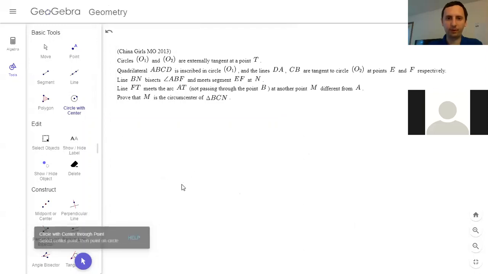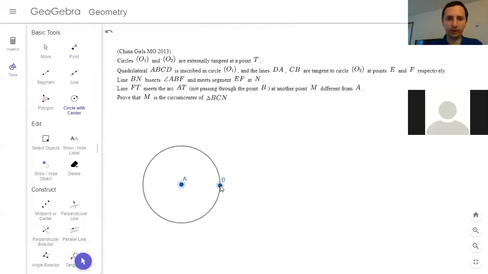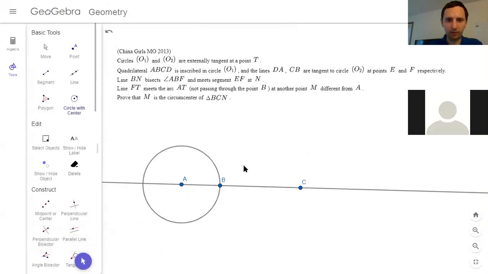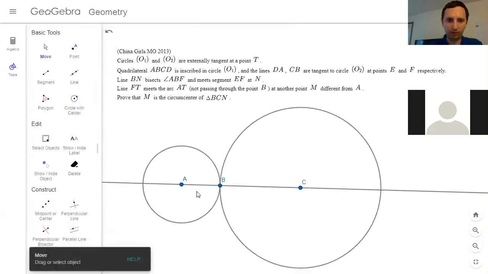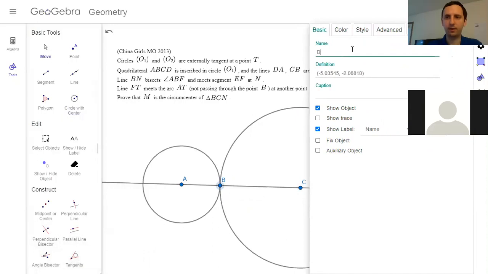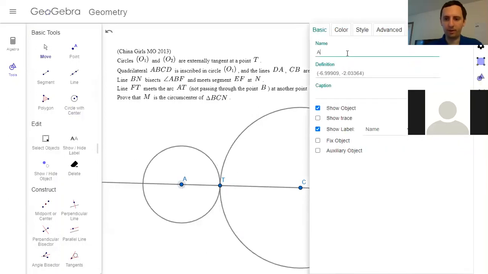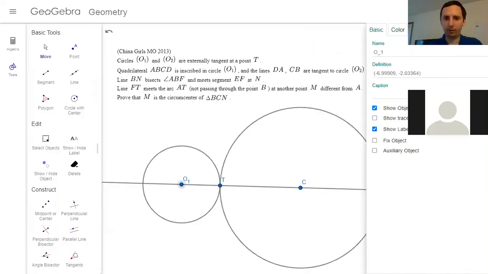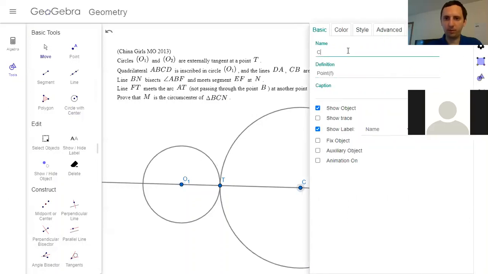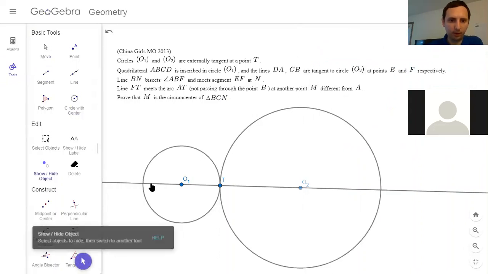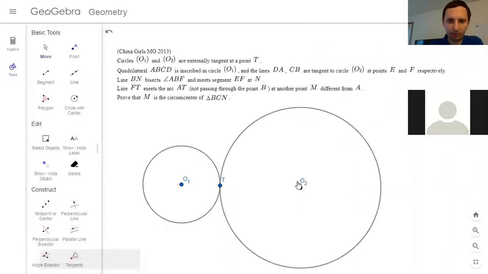Circles that are externally tangent at a point T. Let me draw that like this. So I'll call this T. And this I'll call O1. And this I'll call O2. All right. And then we have a quadrilateral.